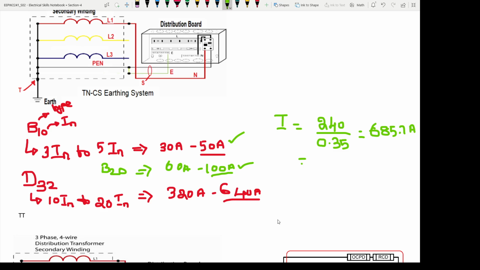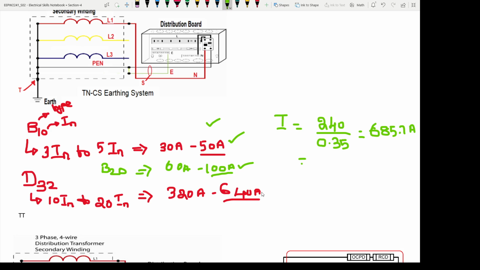Okay. So for the TNCS method, the fault current during the line to earth fault is 685.7 amperes. If you are using B type, we need only 50 amperes for tripping if it is a B10. If it is a B20, it is 100 amperes. But how much fault current do we have? It is 685.7 amperes. So that means B type is going to trip without any issue.